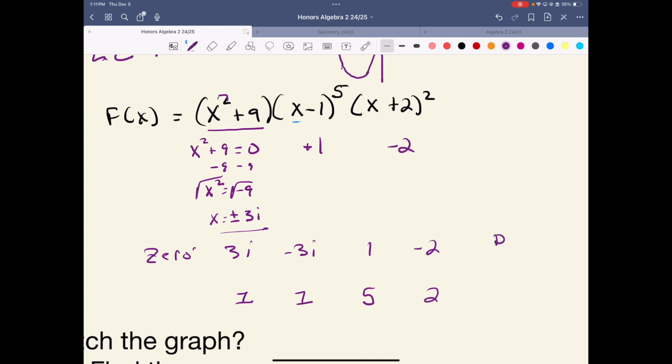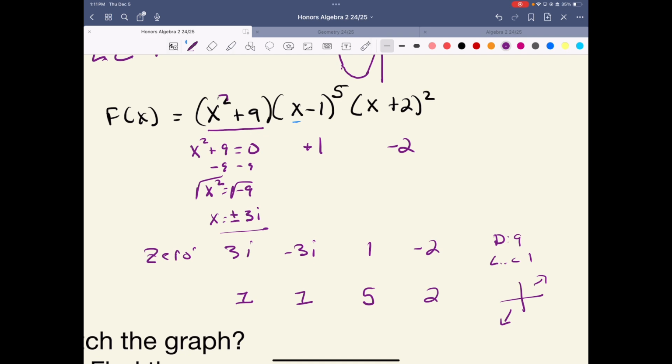Okay, so the degree of this is 9. Leading coefficient is just going to be 1. So it's odd and positive. So odd and positive are here and here. Now, because of the 3i and negative 3i, I'm not going to have you graph this one. And if you get an i or a 3i inside of your homework assignment today, I didn't mean to, but it happened, don't graph that one.